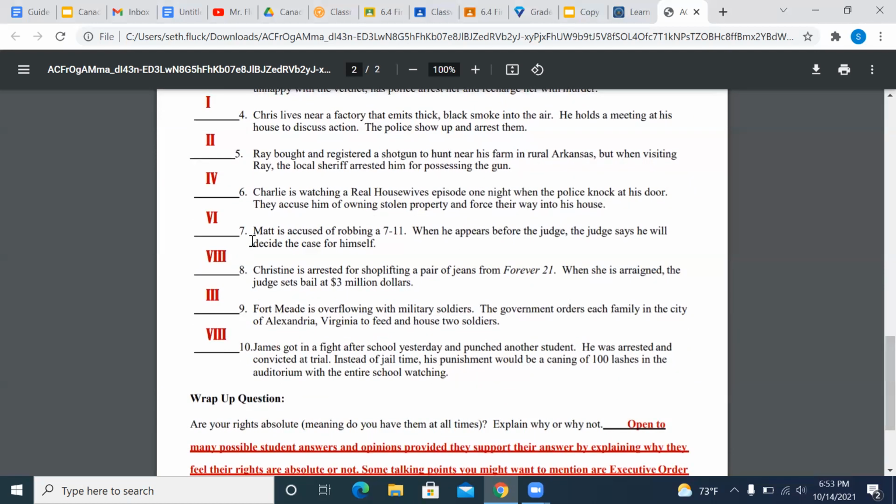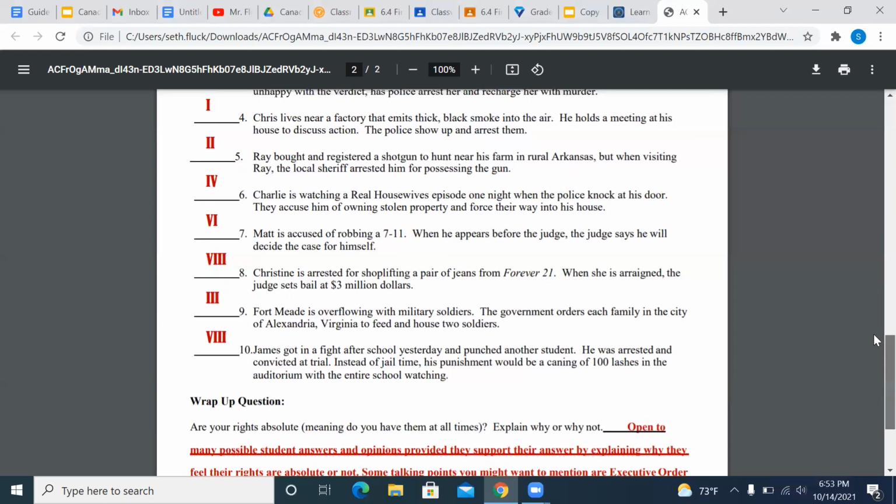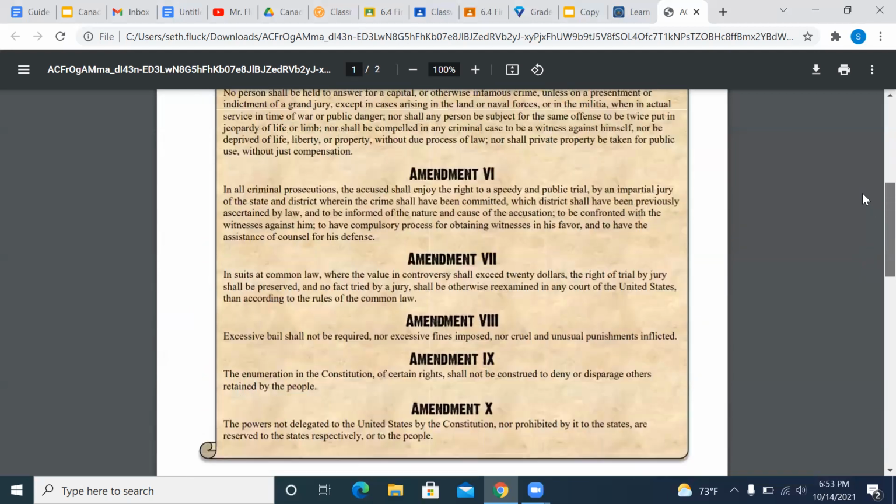Number 7, Matt is accused of robbing a 7-Eleven. I think it says Sheets on yours. Of robbing Sheets. When he appears before the judge, the judge says he will decide the case for himself. He doesn't need a jury. This is a violation of the 6th Amendment.